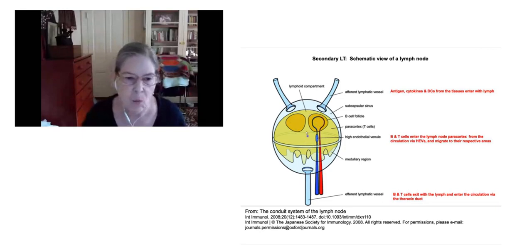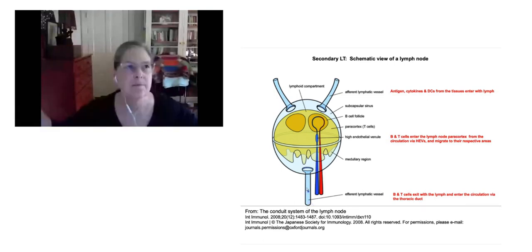And when they get activated by antigen, because remember, dendritic cells have come in here and antigen has come in here, the B cells and T cells will then react with the antigen. If they recognize it and they get the right signals, they'll divide, differentiate, and then want to go and do stuff. So they will leave through the efferent lymphatic, go to the right heart, and then travel to wherever they need to go in the body.